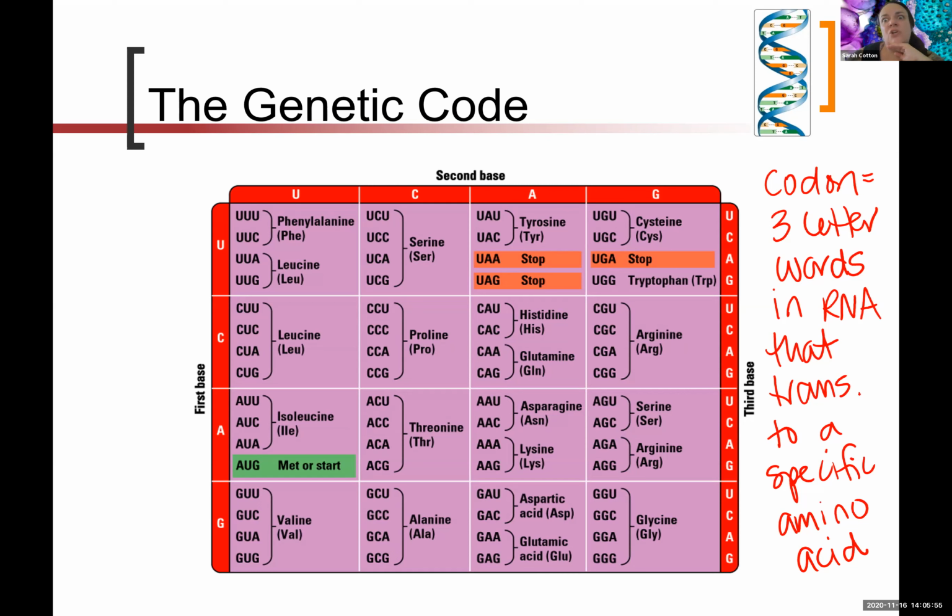Once again, let's go back to macromolecules. Proteins are large polymers that are made up of individual units called amino acids. Amino acids are the individual monomers that build a polypeptide, which is essentially a strand of amino acids. So codons are three-letter words in RNA that code for, that translate to, a specific amino acid.